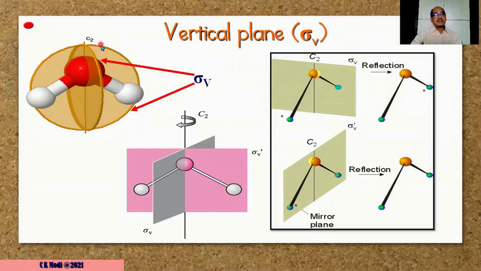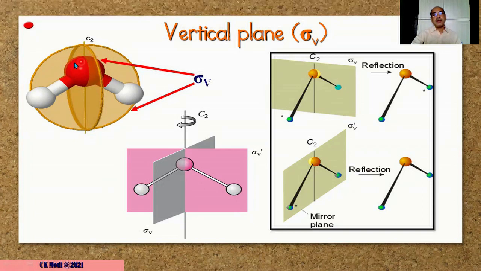Another plane. Look at this. Now, in this water molecule, if we pass the second plane in such a way that it cuts the atoms halfway on the front side and on the back side, it divides the molecule into two parts, both the parts being mirror images of each other, and it is parallel to the rotation axis. So this plane is also called sigma V. So how many sigma V planes are present in the water molecule? The water molecule has two sigma V, 1 and 2.